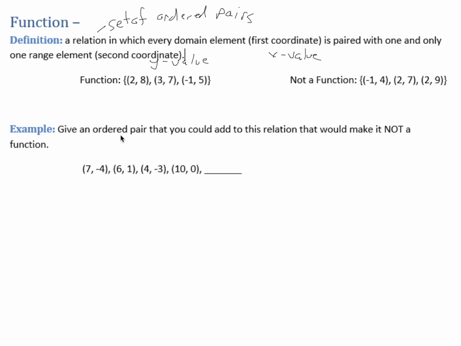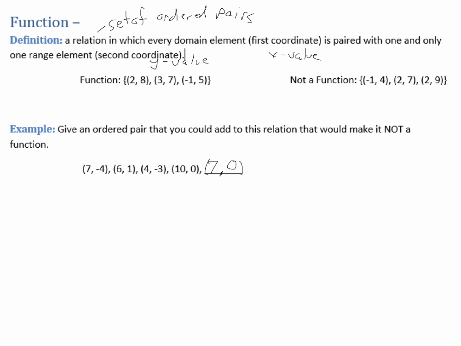So here's another example. Given an ordered pair that you can add to this relation that would make it not a function. So as of right now, with just these 4 points, (7, -4), (6, 1), (4, -3), and (10, 0), it would be a function. We want to add something that would make it not be a function. Now there are an infinite number of points we could put here, but I'm just going to make this simple. 7's paired with -4, and 7, in order to be a function, couldn't be paired with anything else, so we'll just put (7, 0). So now this is not a function because 7's paired with -4 and 7 is paired with 0.